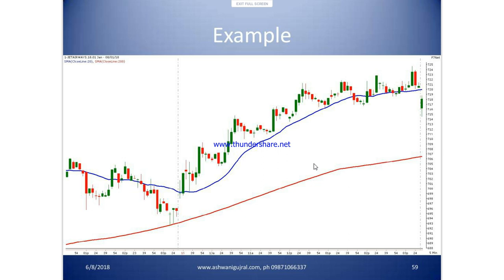This is Jet Airways, near 200. This is our stop, big green bar, bears come and try to hammer it, but 20 holds on. Okay, add, add, add, add. So stop updation, stop updation, stop updation, and stop updation. Again you can see it came down to the 200 and immediately found support.